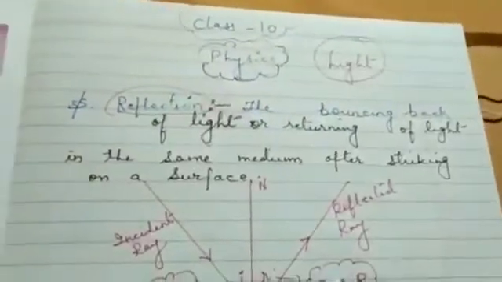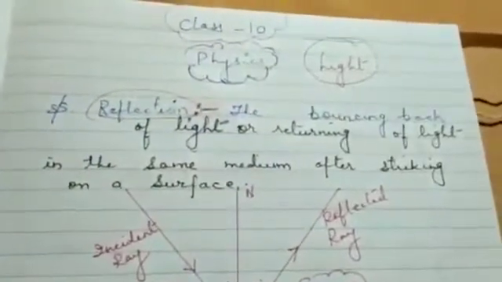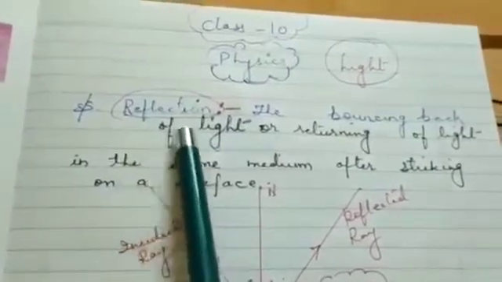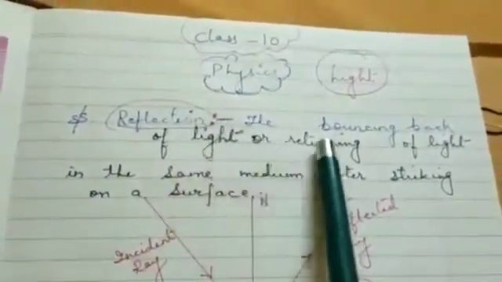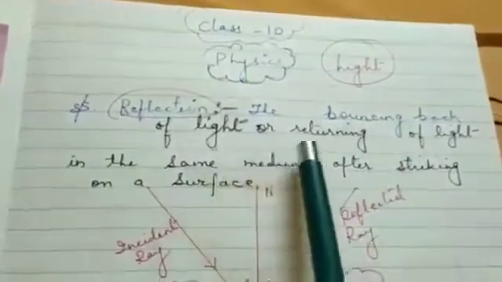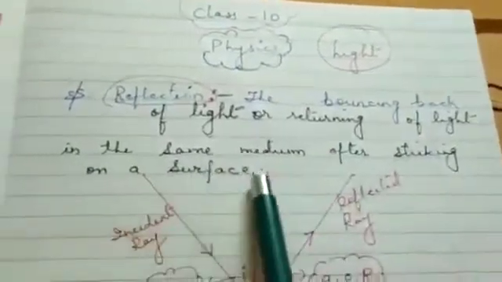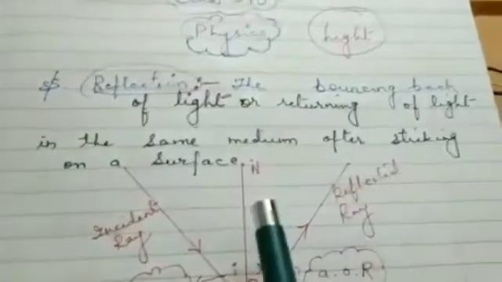Hello children. Now the next topic we are going to study is reflection of light. So what do you mean by reflection of light? The bouncing back of light, or returning of light in the same medium after striking a surface.